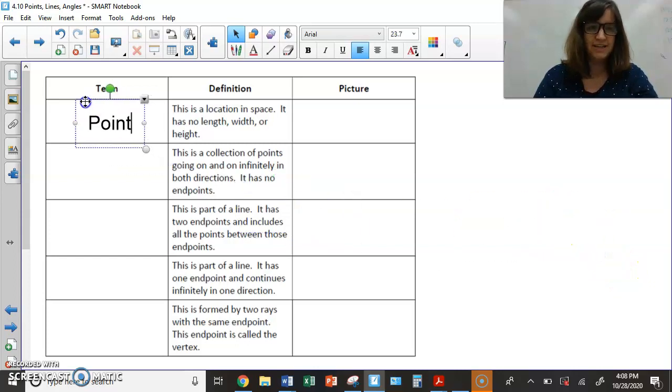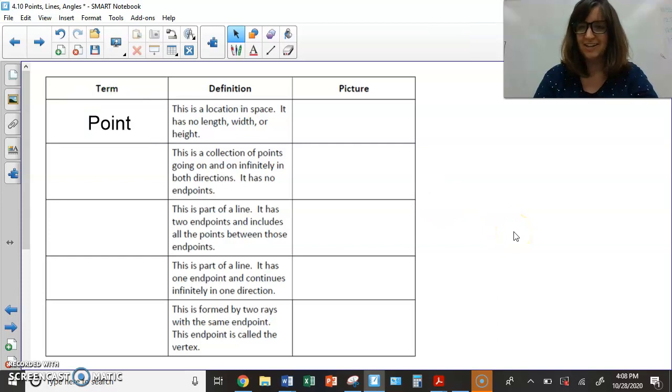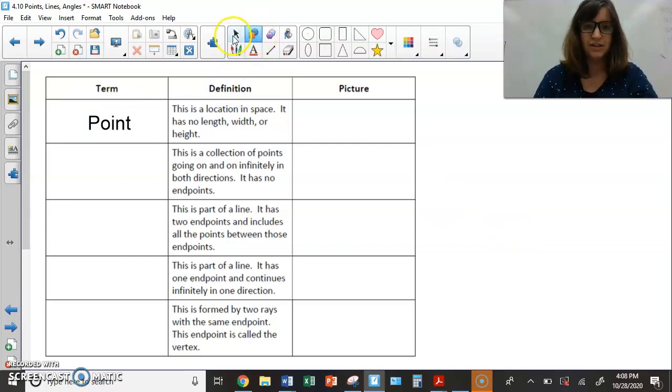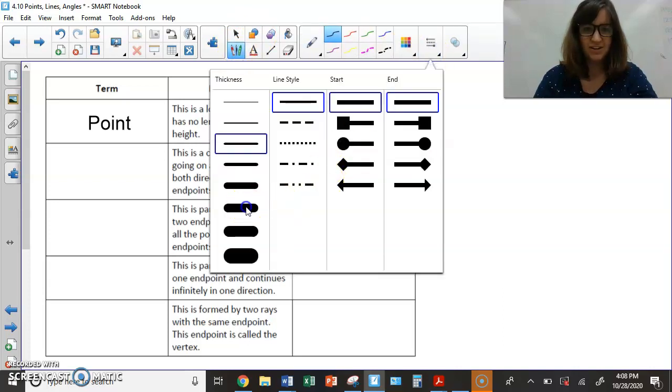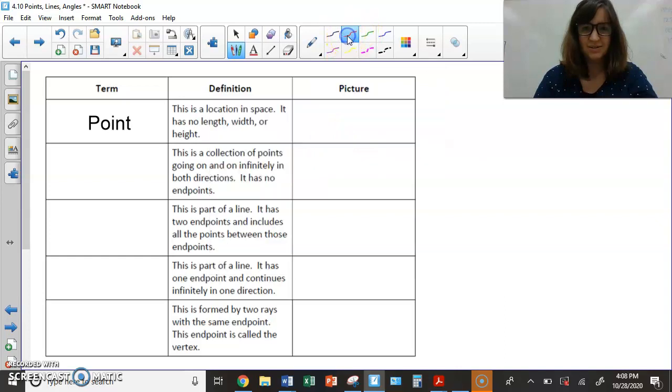A point is an exact location in space. When I draw it, it just literally looks like a dot. And I'm going to show it to you like this. I'm going to draw it in red. That's my point. Okay? So there's an infinite number of points, but that's typically how we represent them, okay? With just a little dot.